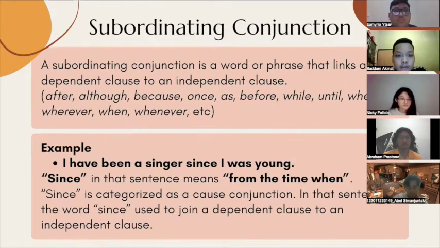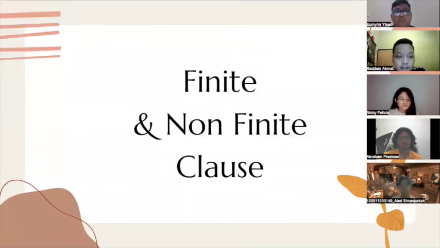A subordinating conjunction is a word or phrase that links a dependent clause to an independent clause. Examples of subordinating conjunctions are after, although, because, once, as, before, while, until, where, wherever, when, whenever, etc. The example is: I have been a singer since I was young. Since in that sentence means from the time when. Since is categorized as a cause conjunction. In that sentence, the word since is used to join a dependent clause to an independent clause. Next will be explained by my friend Radit.